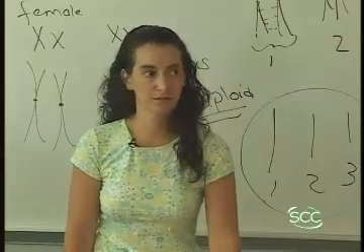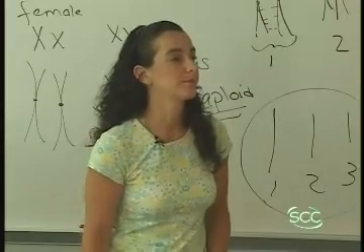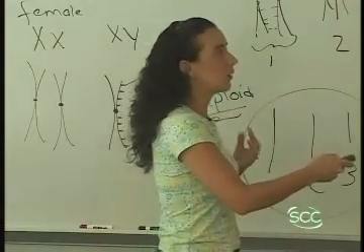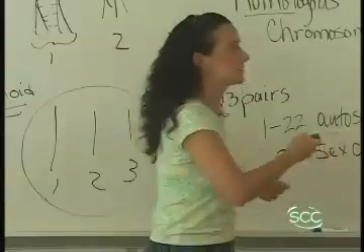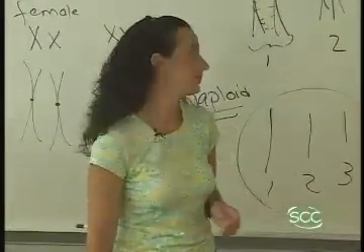Questions on that? Yes, ma'am. Where on that chart would synapsis occur? Synapsis occurs up here, when the 2 homologous chromosomes join together. Right here is where synapsis is. Okay?